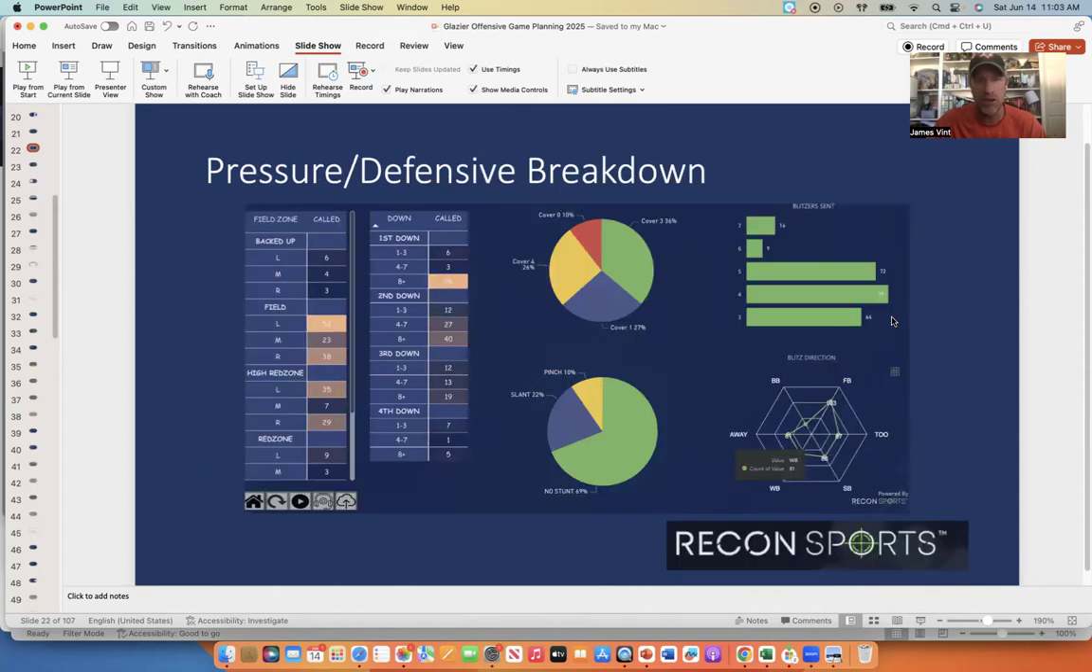Then we're going to look at the coverage. Now, when we do this, we're going to get our little breakdown. You can do this. Hudl does this as well. This is using a program called Recon. We're going to get the same data. All right, what do I see?